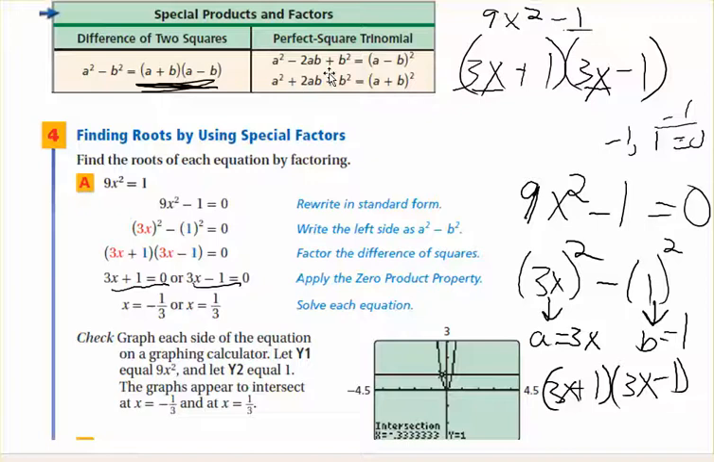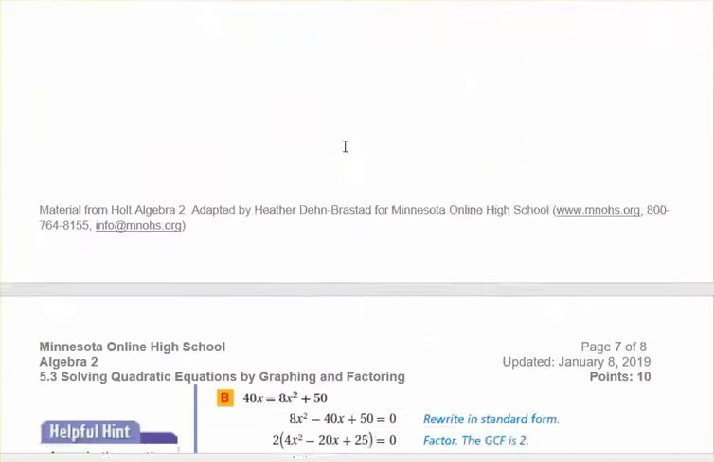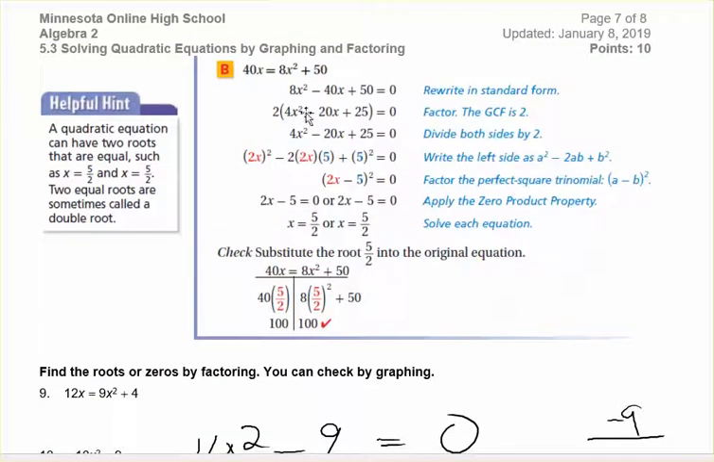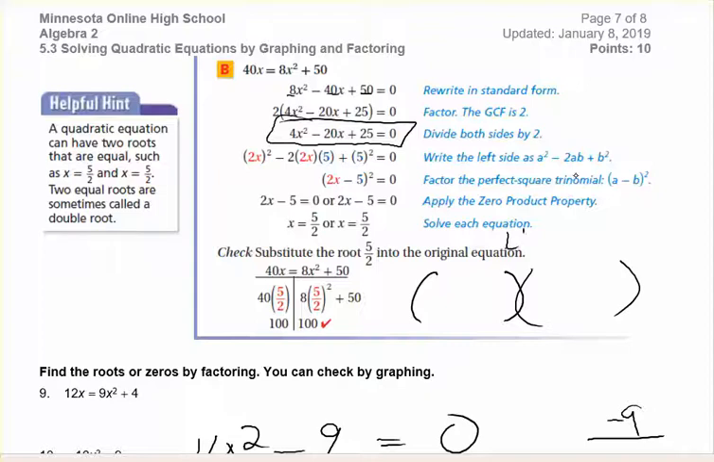Now I want to go back and look at the perfect square trinomial model again. It looks a little different. It might look like example B here. Now, first thing that they did is they divided everything by 2, factored out a 2, and then they were left with this right here: 4x squared minus 20x plus 25.